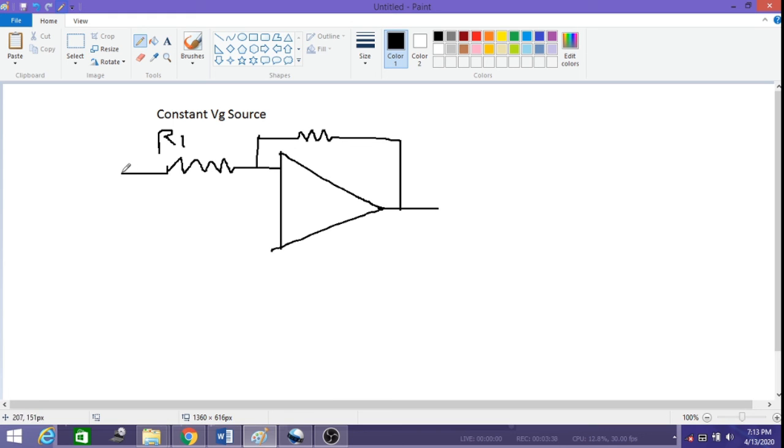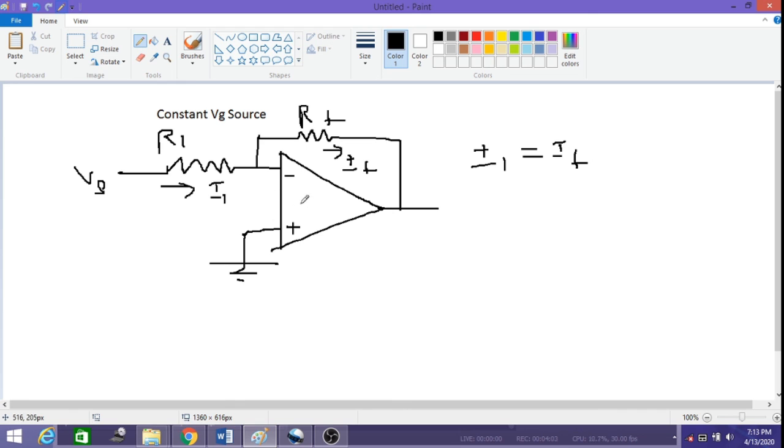So this is R1, this is Vs which is connected at this point, this is RF, and here V2 is virtually connected, this is connected to ground, this is the non-inverting terminal, this is the inverting terminal. This is the current IF, this is current I1. We know that I1 is equal to IF, and due to the virtual ground concept there is no current flowing into the V1 terminal. So this leads to V0 is equal to minus RF by R1 into Vs.